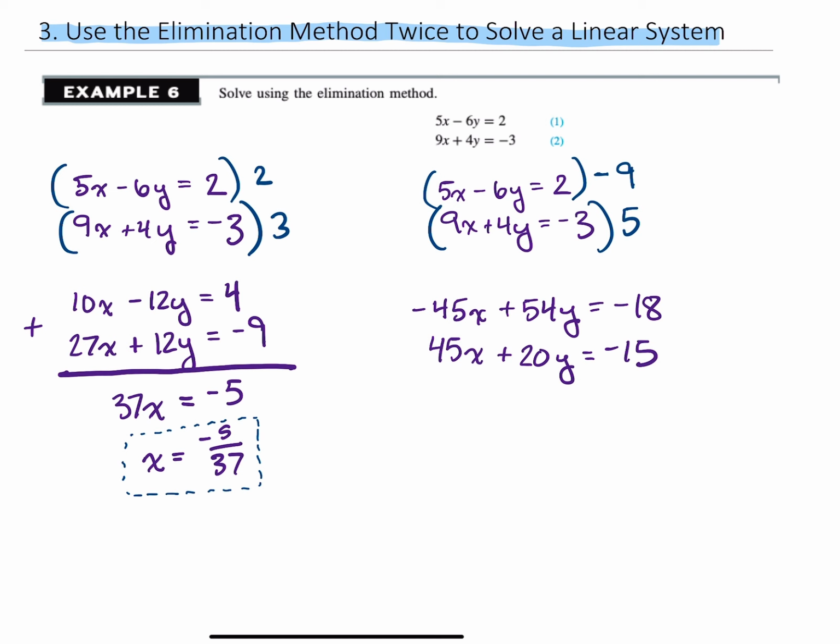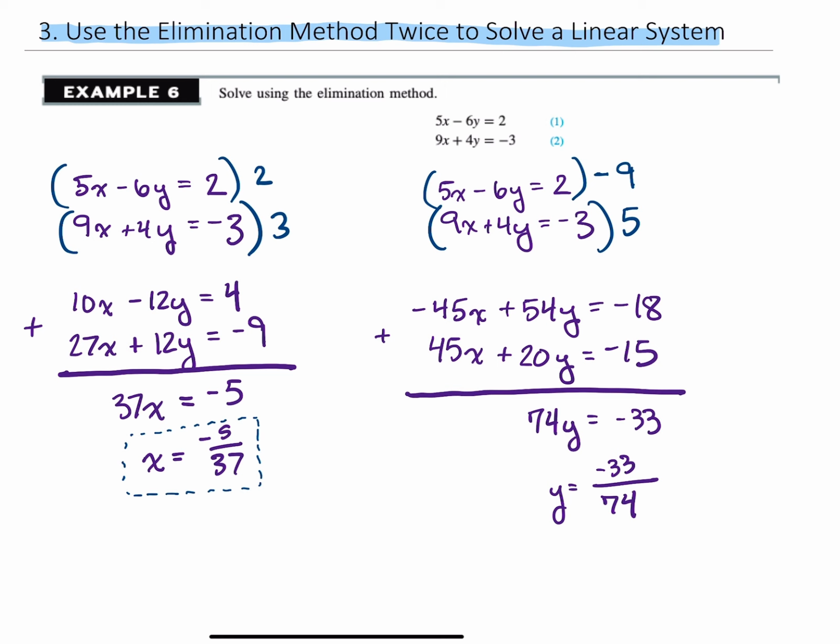So that's what we want. When these add together, our x's will cancel, and we'll be able to solve for y. So we'll get 0x, then 54y plus 20y, which is 74y, and then negative 18 minus 15 gives us negative 33. Then let's divide both sides by 74. So y will equal negative 33 divided by positive 74.